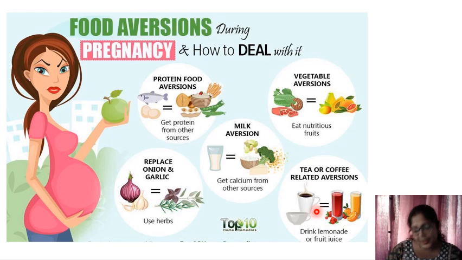Tea and coffee can definitely be skipped during pregnancy, and can be replaced by lemonades or fruit juices. Any kind of sherbet is very good. We can use herbs; good herbs can be given to replace onion and garlic if the mother has an aversion towards them. Pregnancy is a condition, as I told you before, where the woman is completely controlled by hormonal changes and by the growing fetus. And if we are the providers, we should help her get through these many weeks and have a healthy motherhood, a healthy lactation period and a healthy infant.